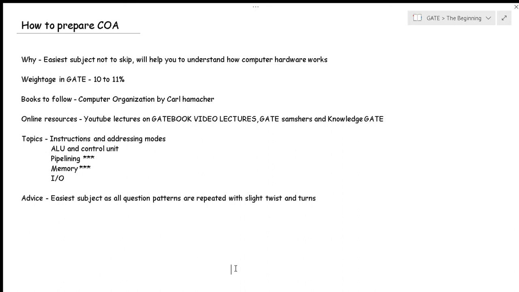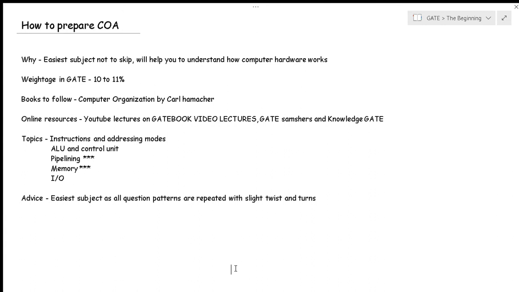Now let's talk about the weightage that matters the most to us, right? The weightage in GATE is around 10 to 11%, and most of the questions will be easy. There is very little chance that they will ask some trickier question. Now the book to follow is Carl Hamacher for computer organization, which I followed personally.